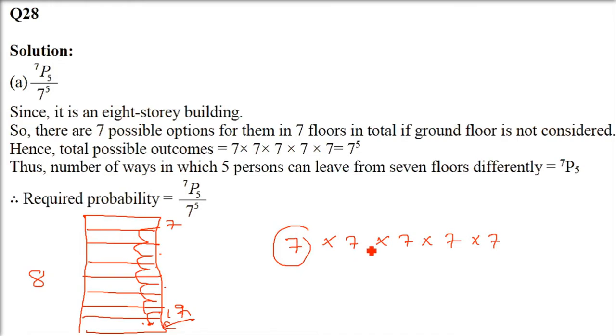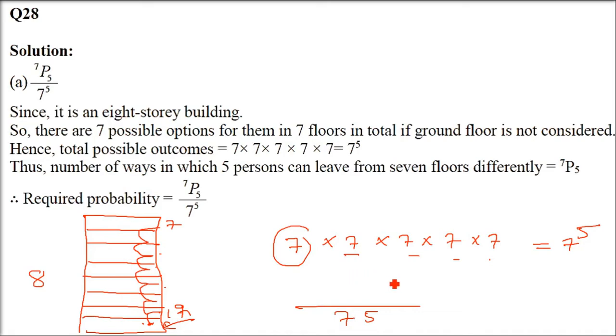How about 5? You're not just multiplying 7 into 5. Everyone has 7, 7, 7, 7. So you are multiplying 7 five times. So 7 to the power 5 you are going to write. This is not 75. This is 7 to the power 5. This is the total number of cases.